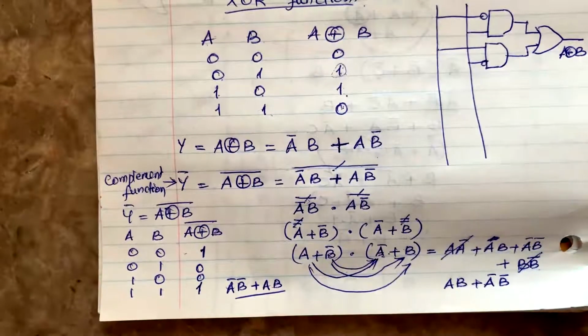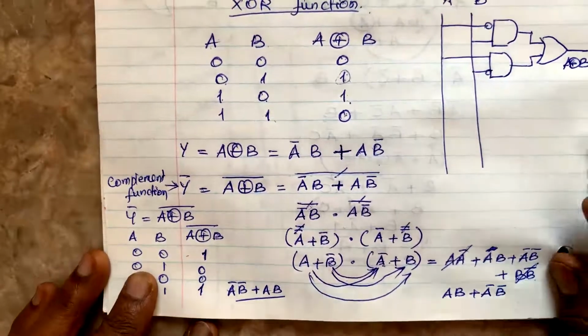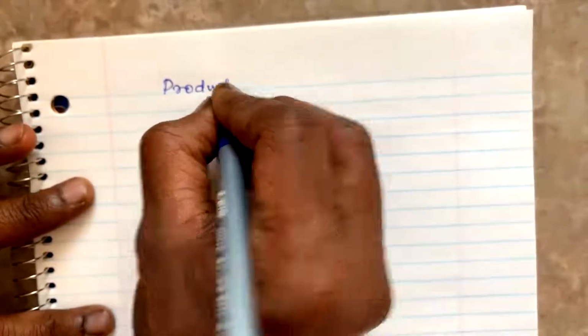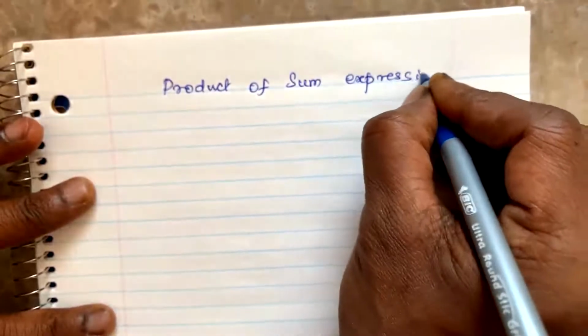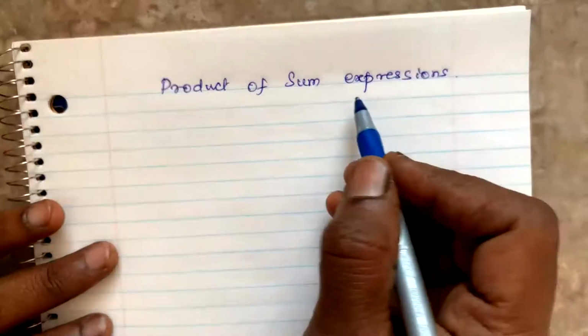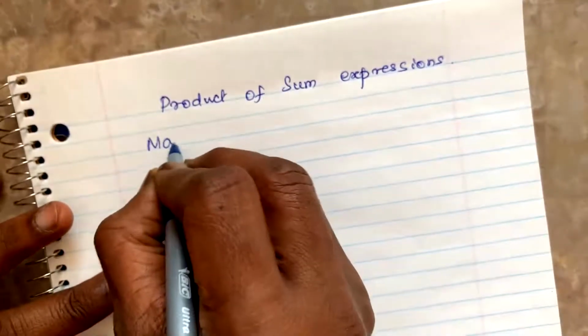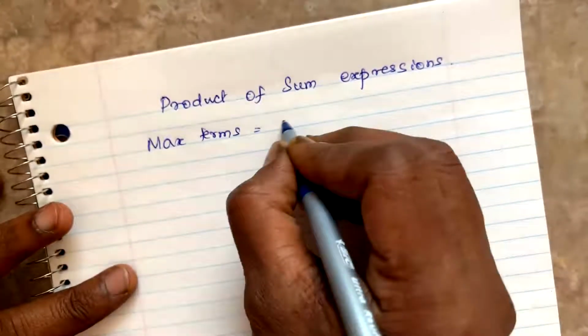We have something called product of sum form. Have you noted it? We'll go for product of sum. With sum of product expressions we get min terms. With product of sum we get max terms. The max terms are odd terms.